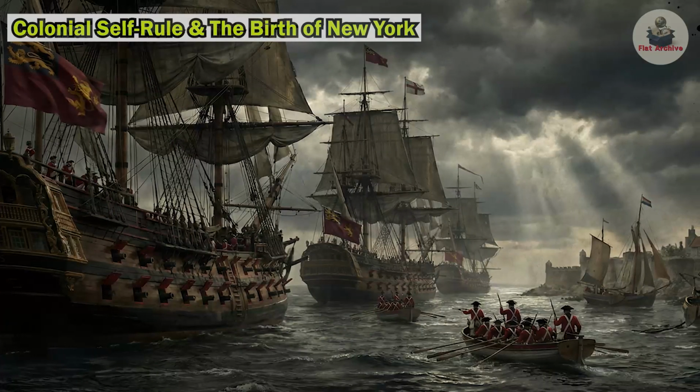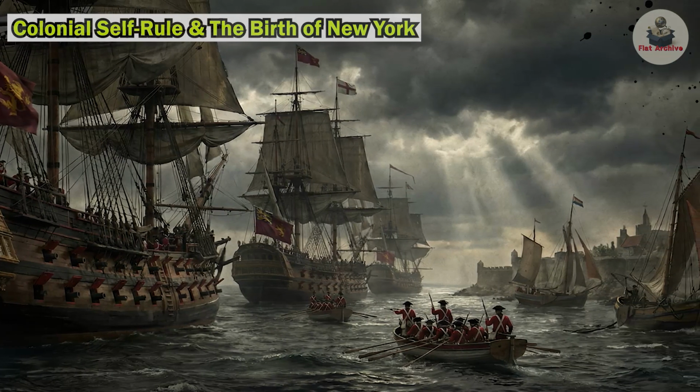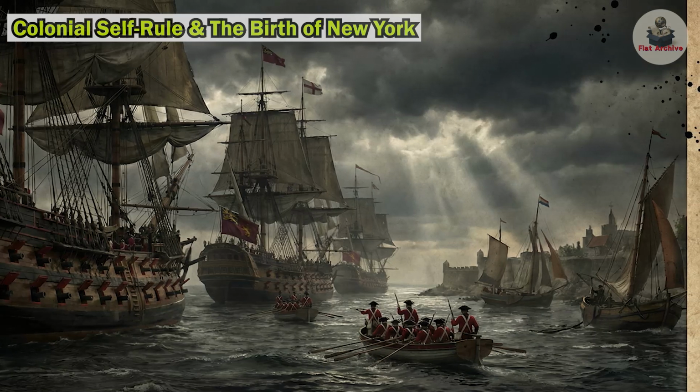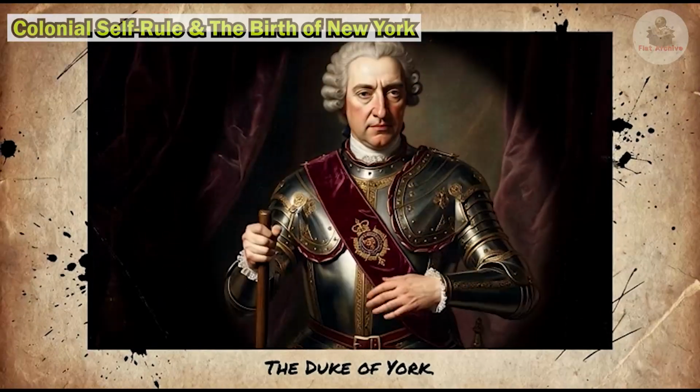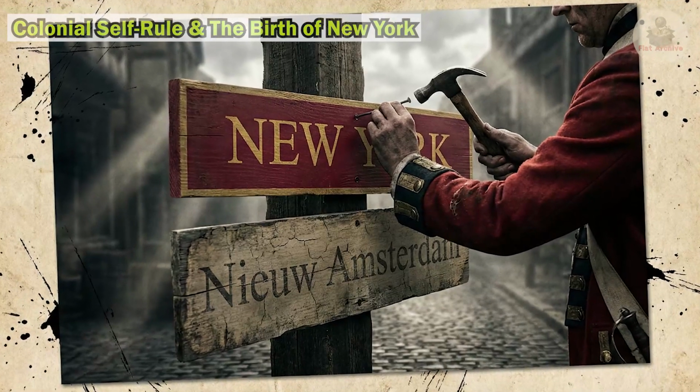But the Dutch didn't keep it for long. The British swooped in, seized control by force, and took over New Amsterdam. To honor the Duke of York, who supported the war, they renamed the city New York.